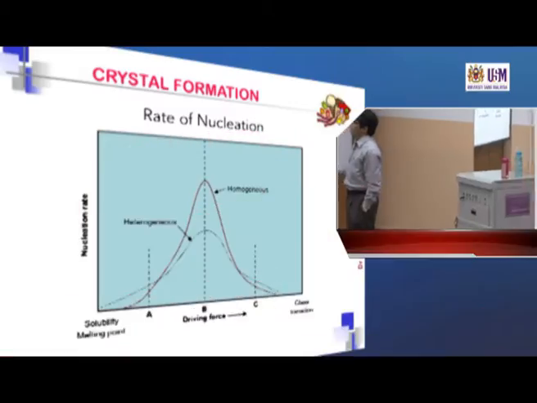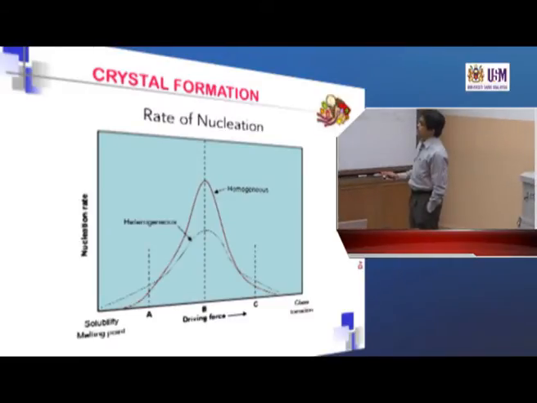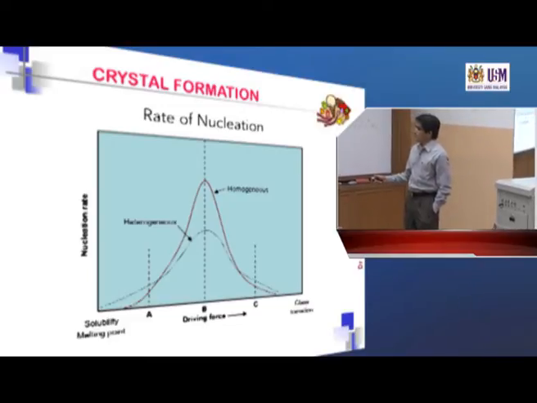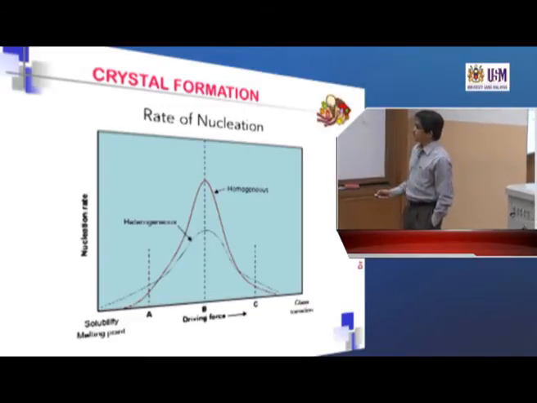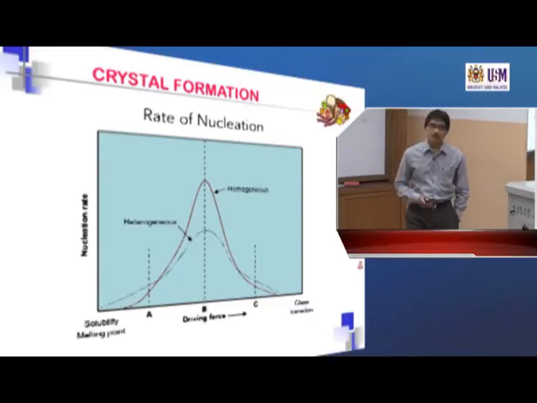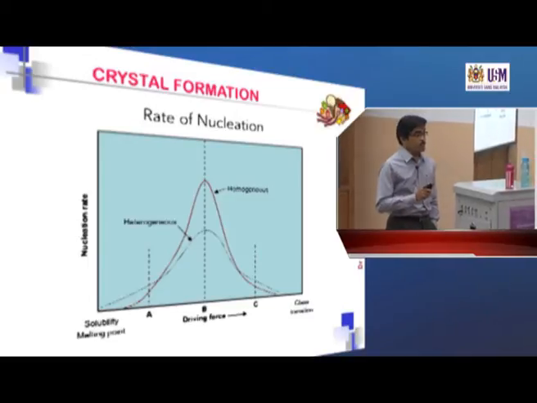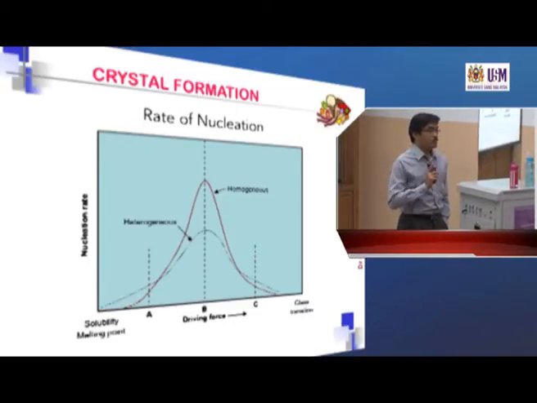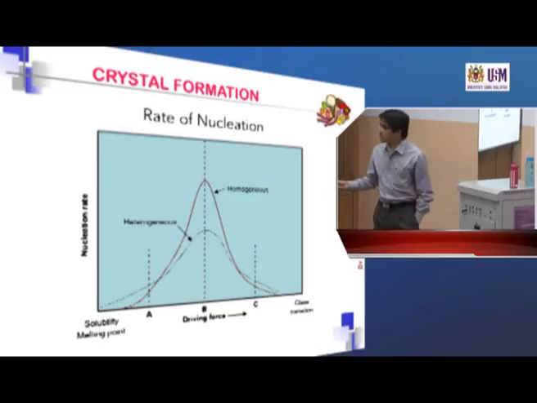First of all, we plot the nucleation rate against the driving force. Remember, this graph is for primary nucleation, not secondary. And for primary nucleation, there are two types. One is homogeneous, which is very rare for food. The more common one is heterogeneous.